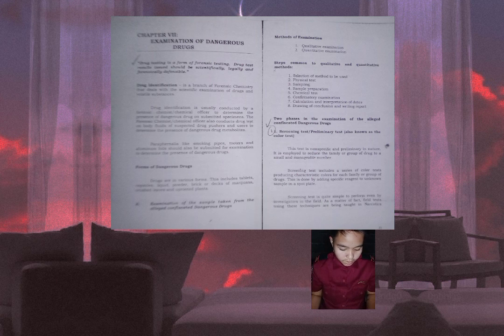So, 2 phases in the examination of the alleged confiscated dangerous drugs. 1 is screening test or preliminary test, also known as the color test. So, this test is non-specific and preliminary in nature. So, it is employed to reduce the family or group of drug to a small and manageable number.